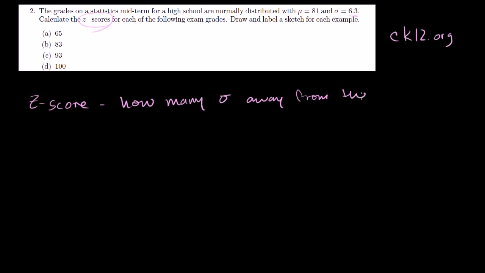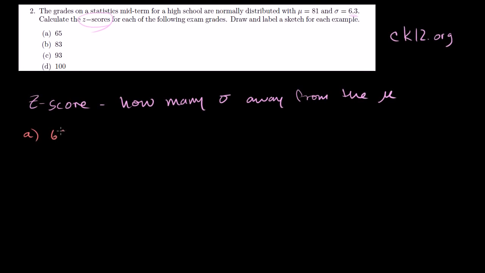We could probably do it all on the same example, but the first thing we'd have to do is just remember, what is a z-score? A z-score is literally just measuring how many standard deviations away from the mean. So we literally just have to calculate how many standard deviations each of these is from the mean, and that's their z-score. So let me do part A.